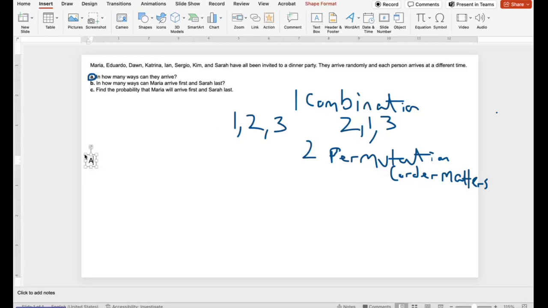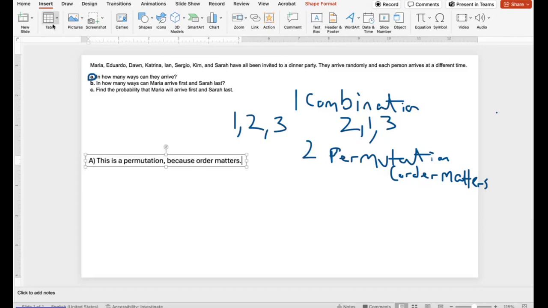Permutation? Yes, it's a permutation. Why? Because order matters, right? You're going to get a different order of the different people arriving. Imagine if they're standing in line, you're going to have a certain order of the people there. Or if they rearrange themselves in line, then that's a different order of people. Okay, so permutation because order matters.